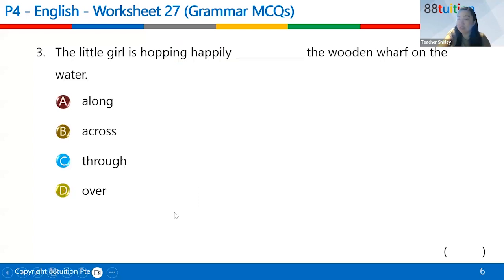Okay, now next one. The little girl is hopping happily blank the wooden wharf on the water. Firstly, what is a wharf? Do you know what's a wharf? Maybe I'll show you photos of it, then you know.